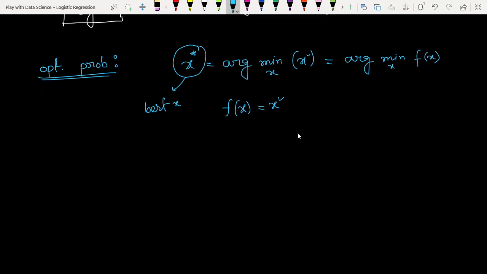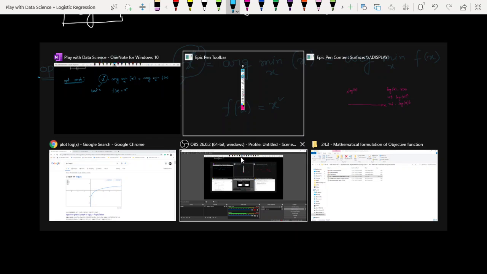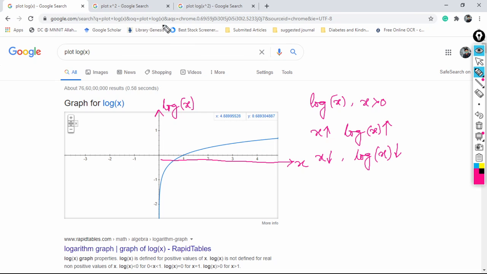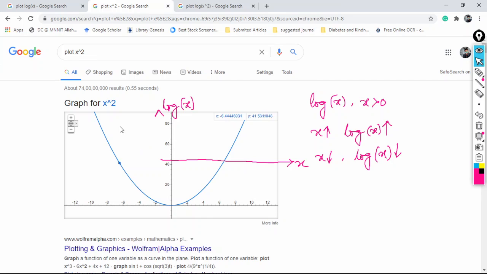Okay, so first see the graph of x square. This is our x square graph. In this graph you can see, just delete it first.